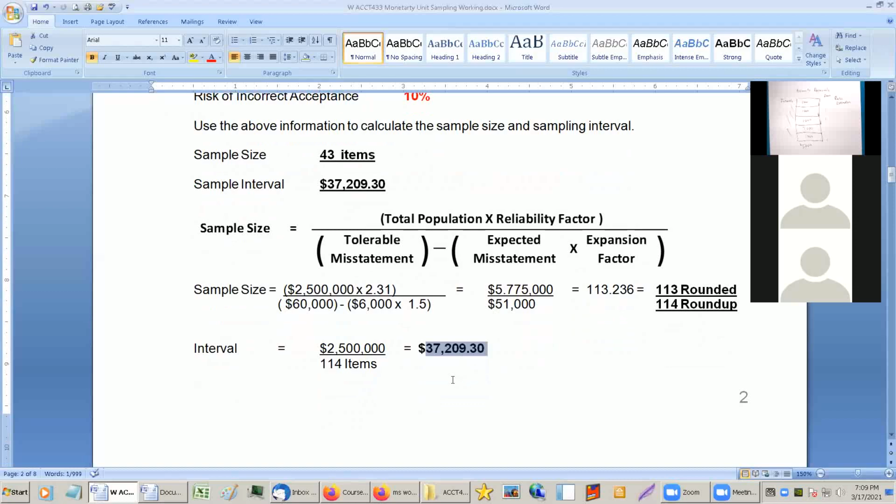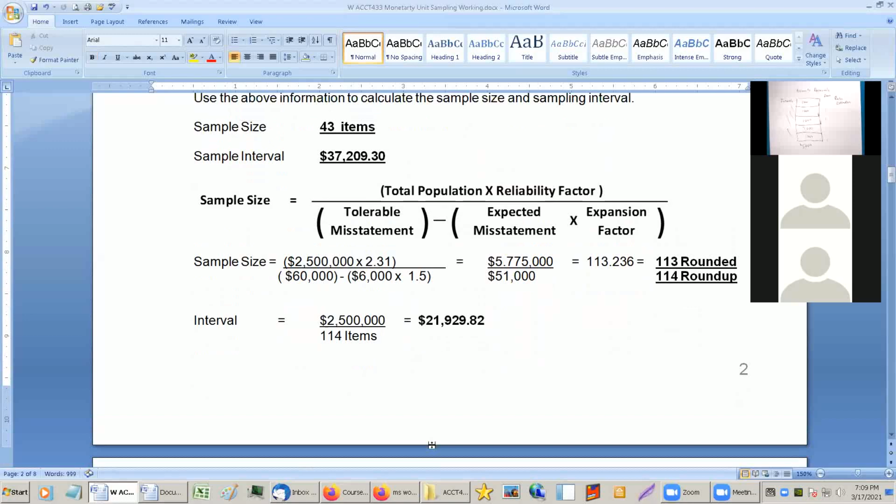Yeah, so I got 37? Hold on. 2.5 million divided by 114 is 21,929.82. If you did 113, it'd be a little bit different. It'd be a little bit larger.